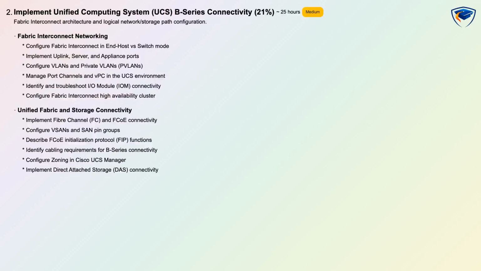Within the Configure Cisco Unified Computing System, UCS domain, you'll learn about logical resource pools, including how to configure UUID pools for global server identification, implement MAC address pools for network interfaces, and manage WWN, WWNN, and WWPN pools for storage connectivity. You'll also learn about service profiles and templates, including how to create and manage service profile templates, configure BIOS policies and hardware settings, and implement boot policies.